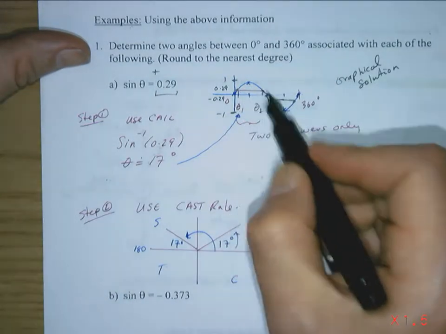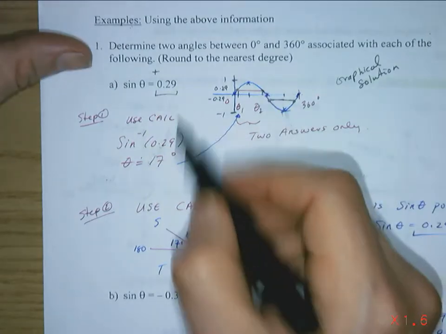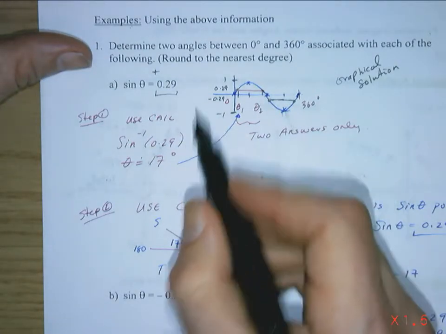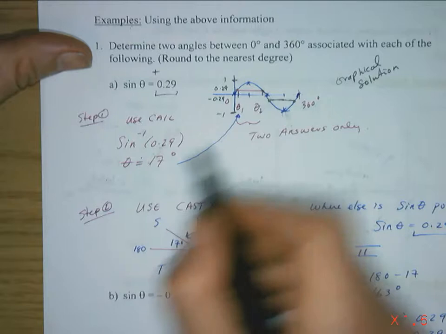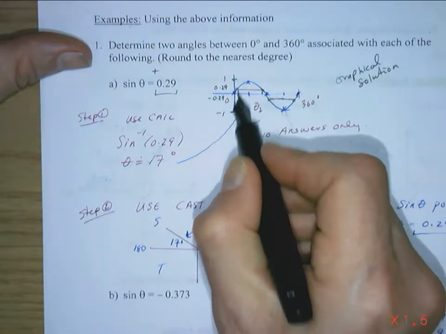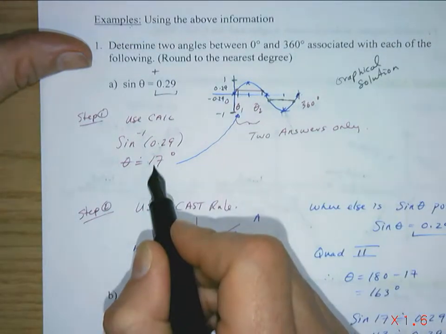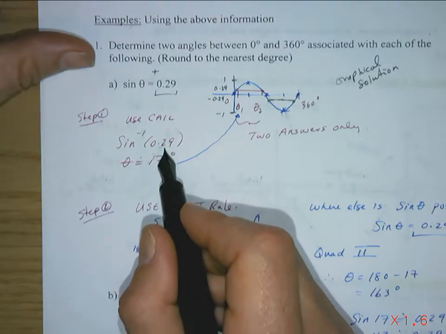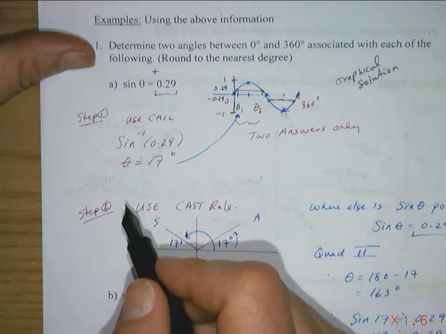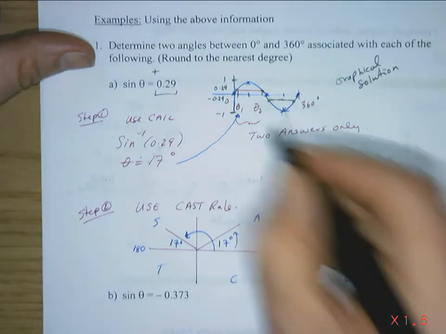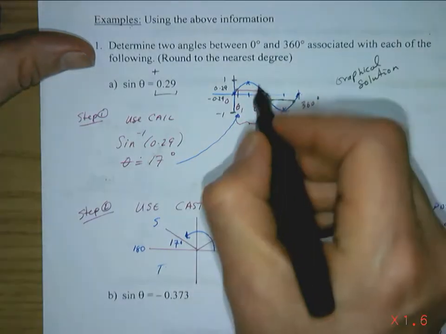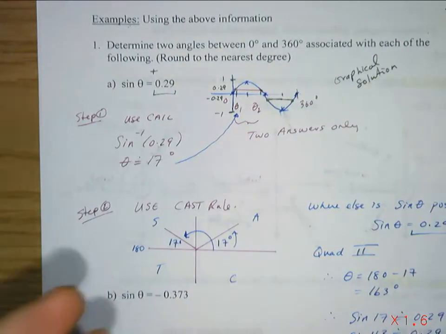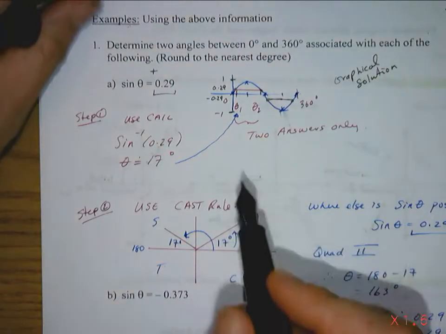Okay, so I've got two answers in here. My calculator only gives me one answer. It gives me the smallest answer, and it's going to give me theta equals 17 degrees. So it's giving me this one right here. So if I take 17 degrees and plug it into my calculator, for sine, I'm going to get approximately 0.29. The question is, what is the other answer? We know there's another answer here, and the question is, where else?